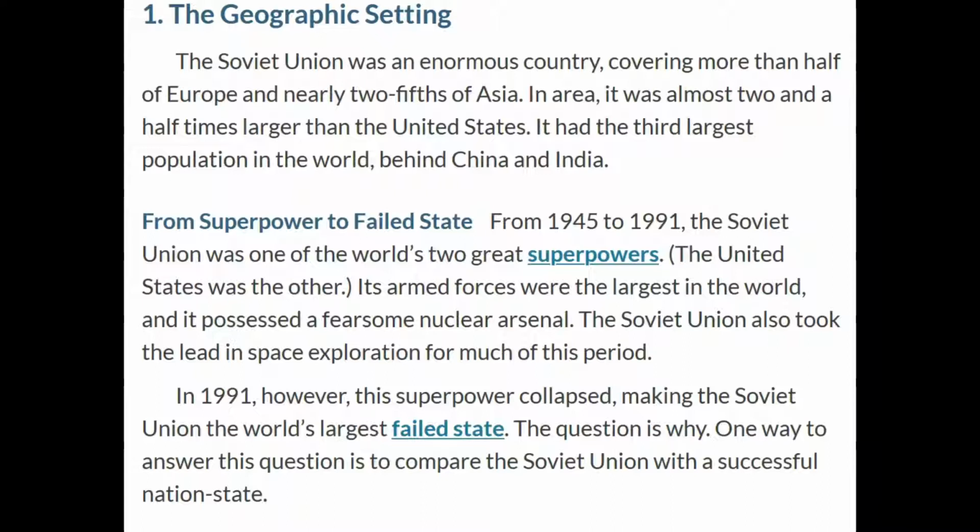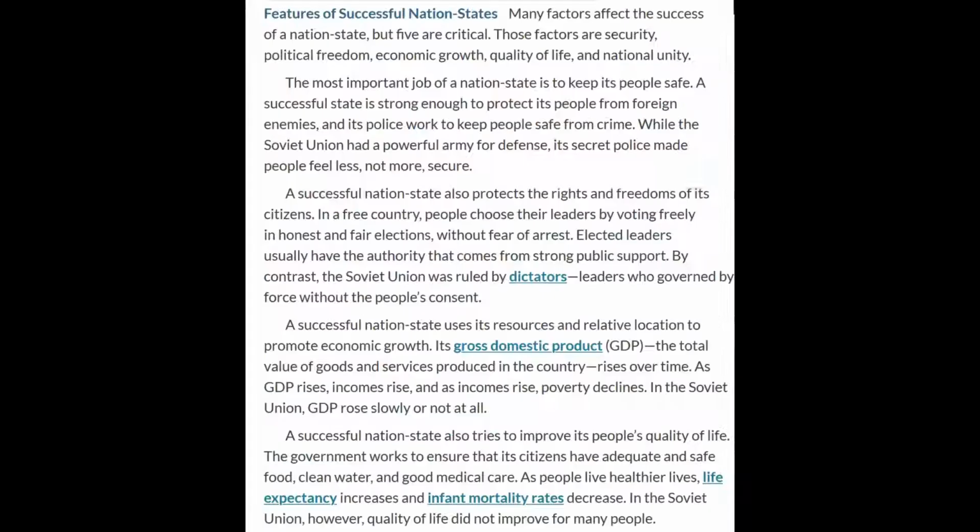It didn't really fight. In 1991, however, the superpower collapsed, making the Soviet Union the world's largest failed state. The question is why? One way to answer this question is to compare the Soviet Union with a successful nation-state. Features of successful nation-states. Many factors affect the success of a nation-state, but 5 are critical. Those factors are security, political freedom, economic growth, quality of life, and national unity.